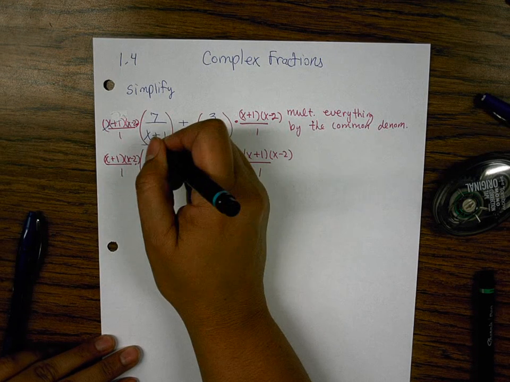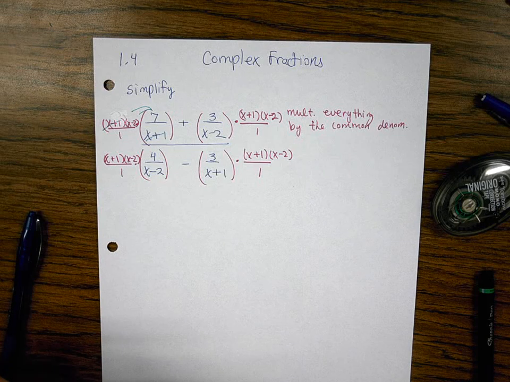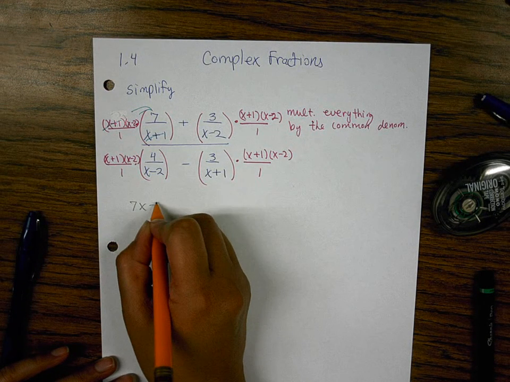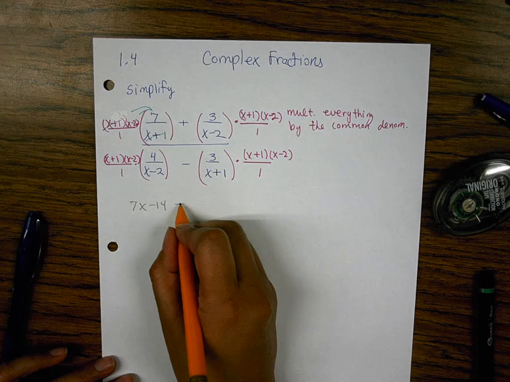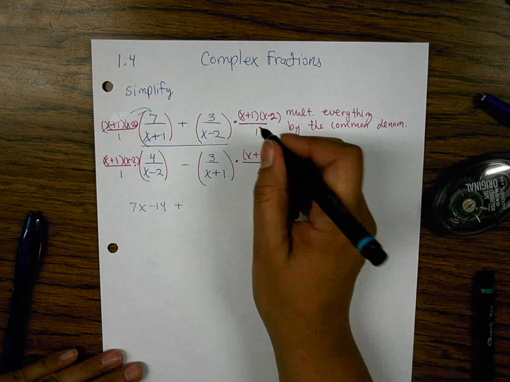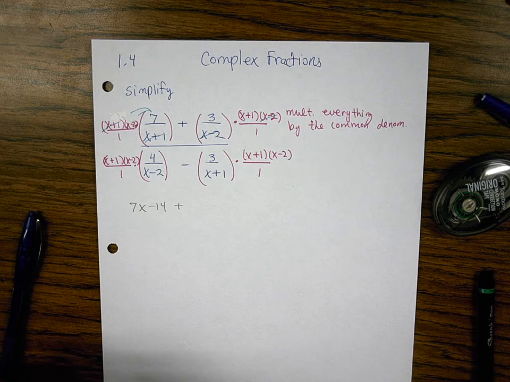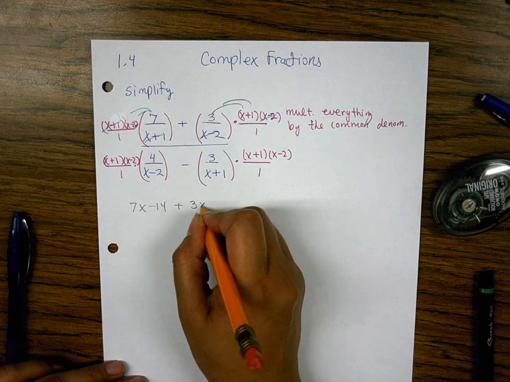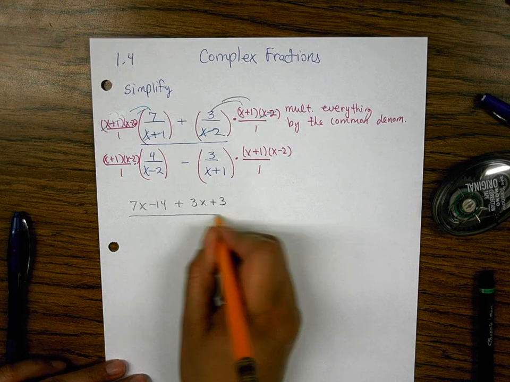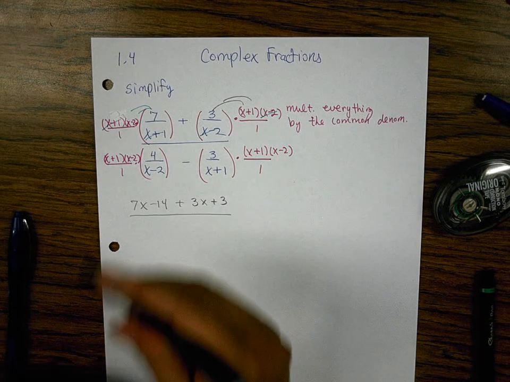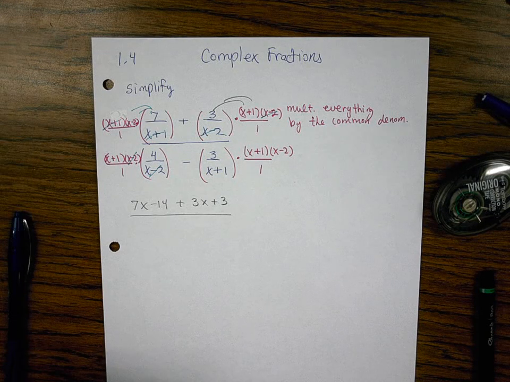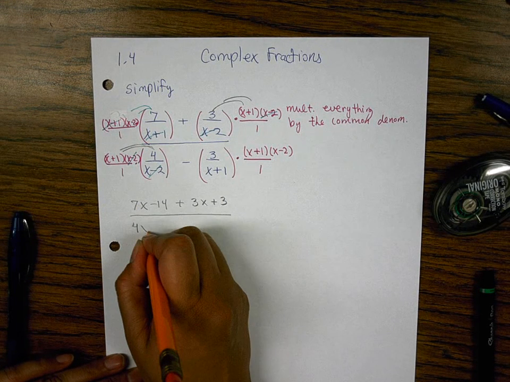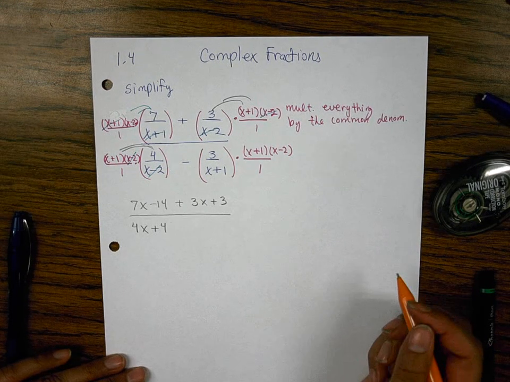Okay, next step is to reduce. X plus 1 reduces, and you distribute your 7. And that leaves me with 7x minus 14. Plus, next thing here is I reduce the x minus 2, and then distribute your 3x plus 3, all over, and then here I'm going to reduce the x minus 2, distribute the 4. If you feel like I'm going too fast at any time, you can hit pause or rewind. 4x plus 4.